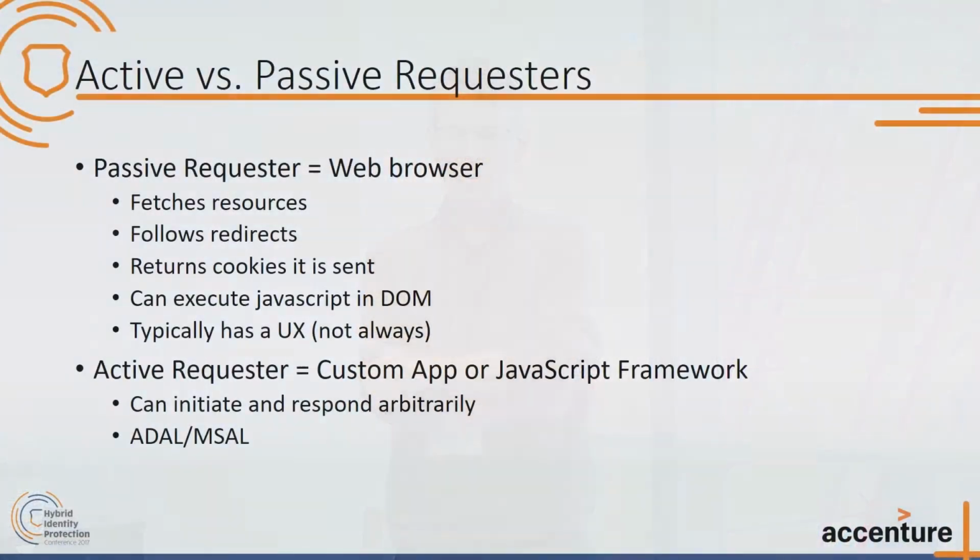We have this notion of active versus passive requesters, and I don't know if anyone's heard this terminology before. Has anyone ever heard of the WS-Federation PRP, passive requester profile? Okay, very good. A passive requester is a browser. It's just a fancy term for a browser. And an active requester is a programmatic client. One of the things that's really important in how a lot of modern authentication works is understanding what the client is. Is it a browser or is it something else?